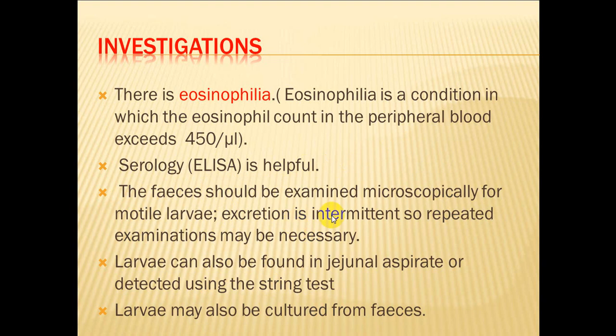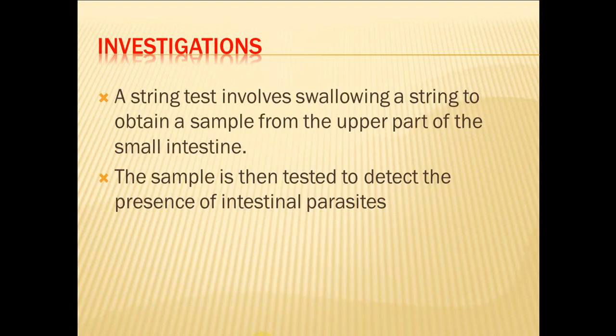The feces may be examined microscopically for motile larvae. There are no ova, only larvae. Larvae can also be found in jejunal aspirate using the string test. Larvae may also be cultured from feces. A string test involves swallowing a string to obtain a sample from the upper part of the small intestine.